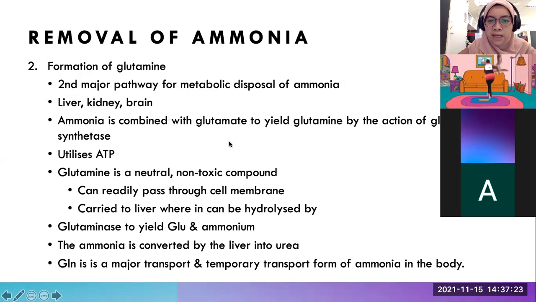Ammonia will combine with glutamate to yield glutamine, facilitated by glutamine synthetase, and this reaction utilizes ATP. Glutamine is neutral or non-toxic to our body, and it can readily pass through the cell membrane. Glutamine can also be carried to the liver, where it can be hydrolyzed by a specific enzyme, for example glutaminase, to yield glutamate and also ammonium. This ammonia again can be recycled into the urea cycle.